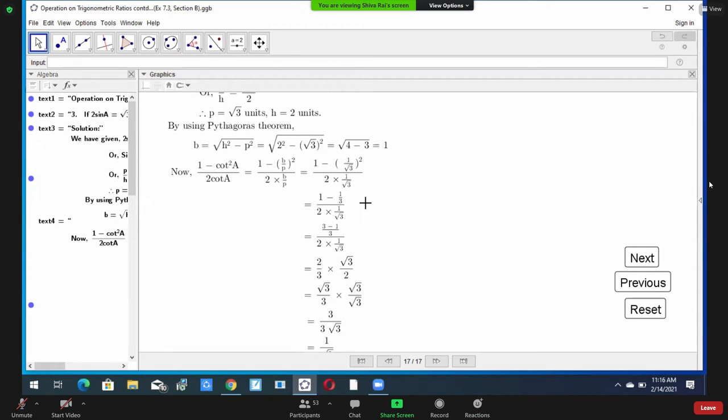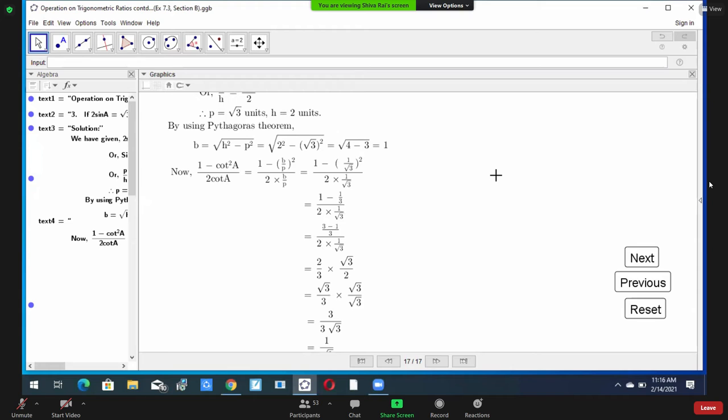Okay, you look here. 1 minus 1 upon root 3 whole square means 1 upon root 3 into 1 upon root 3. So it means 1 square upon root 3 into root 3 is root 9. Square root of 9 is 3. And 2 into root 3 is 2 root 3. In the denominator, we are not doing anything. We are just substituting the value. But in the numerator, we are simplifying.